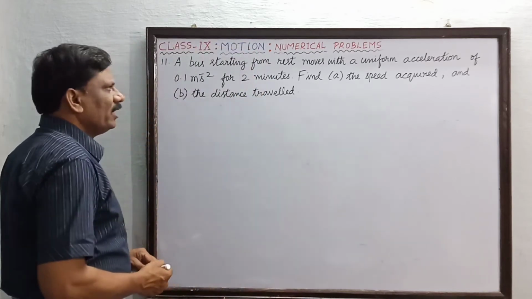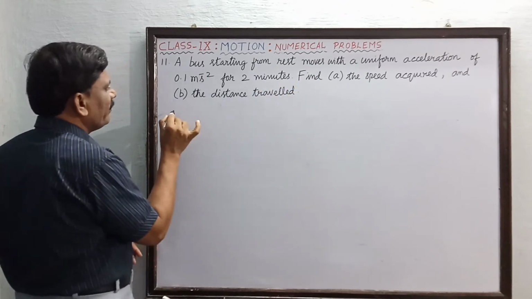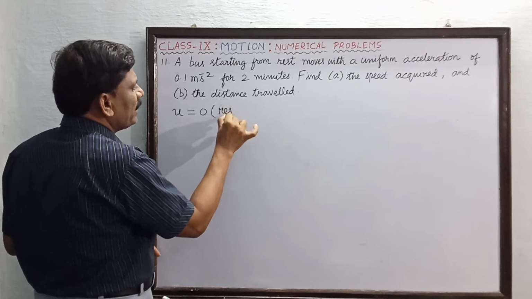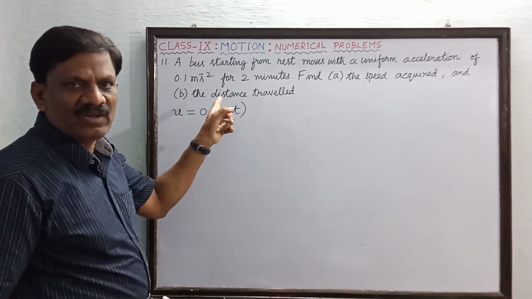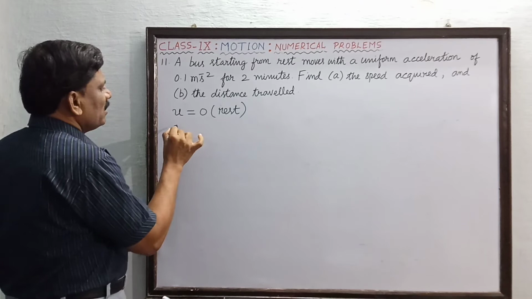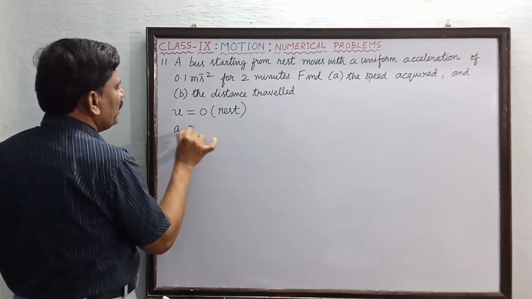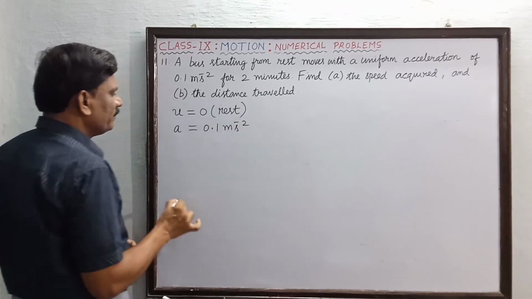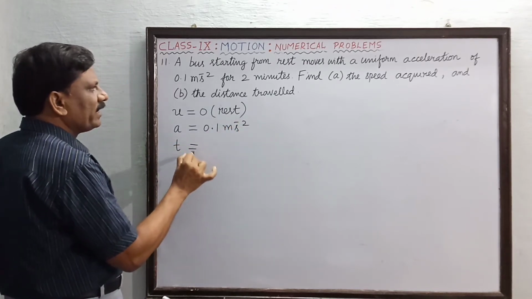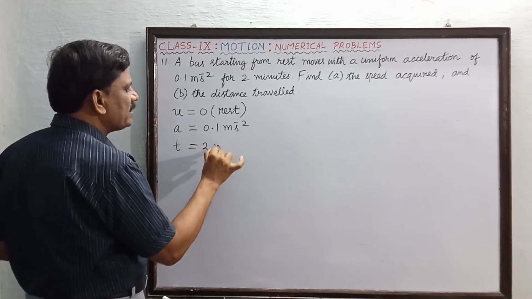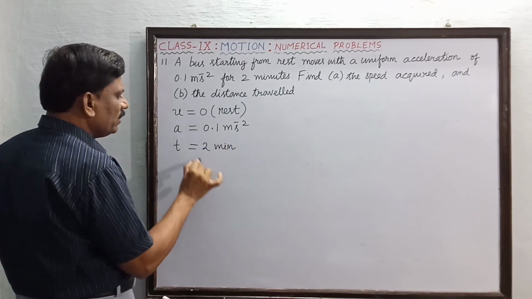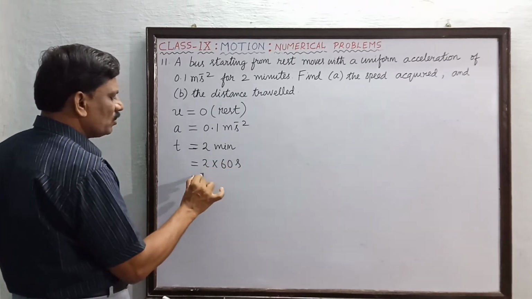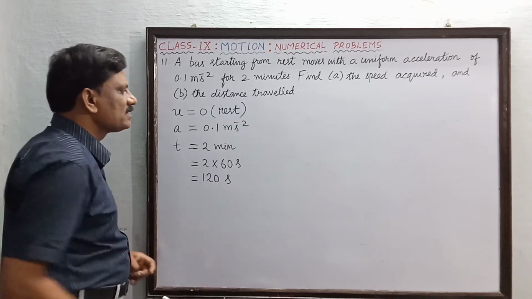So now what are the given quantities? I will write. The initial velocity u is equal to 0 because the bus is initially at rest. Next, the acceleration of the bus is 0.1 meters per second square and the time taken is equal to 2 minutes. So 2 into 60 seconds, this is 120 seconds.